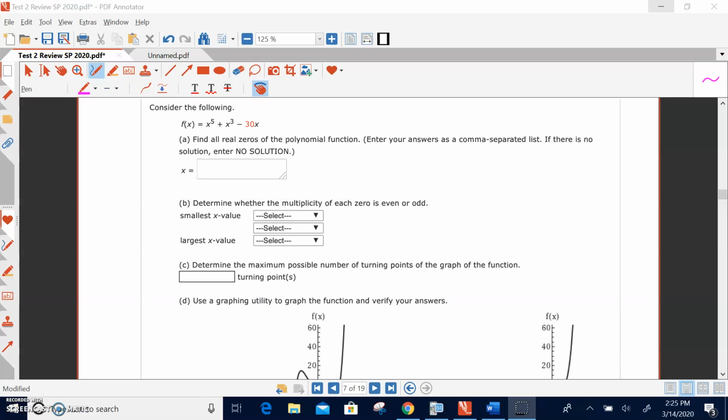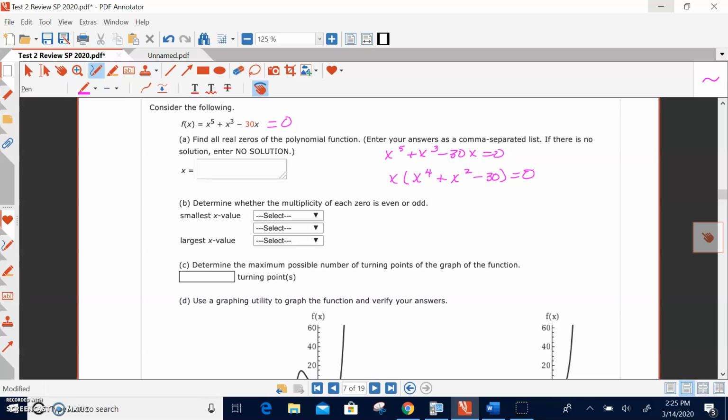Okay, so let's find the zeros of this polynomial function. Remember, the way we find zeros or x-intercepts is we just set it equal to 0 and solve it. This one's going to involve some factoring. What I notice is there's an x that's common. It's the first thing I always look for. So if I take the x out, I have x to the 4th plus x squared minus 30. So there is the factoring of this polynomial.